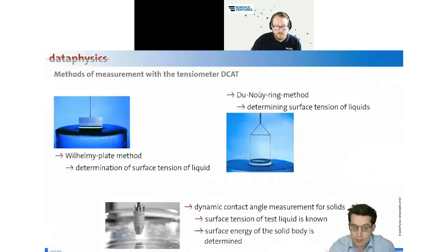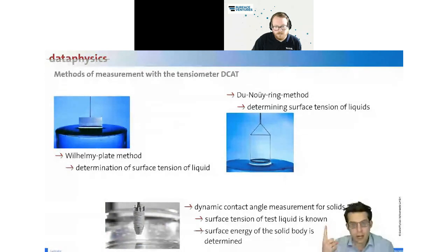Classically, with a force tensiometer, you use Wilhelmy plates or you use Du Noüy rings, and you characterize the surface tension of the liquid. Very straightforward, very easy measurements. But the device is so much more powerful because you can then also use it to detect the dynamic contact angle on solid substrates like these tooth implants. This is an indirect measurement.